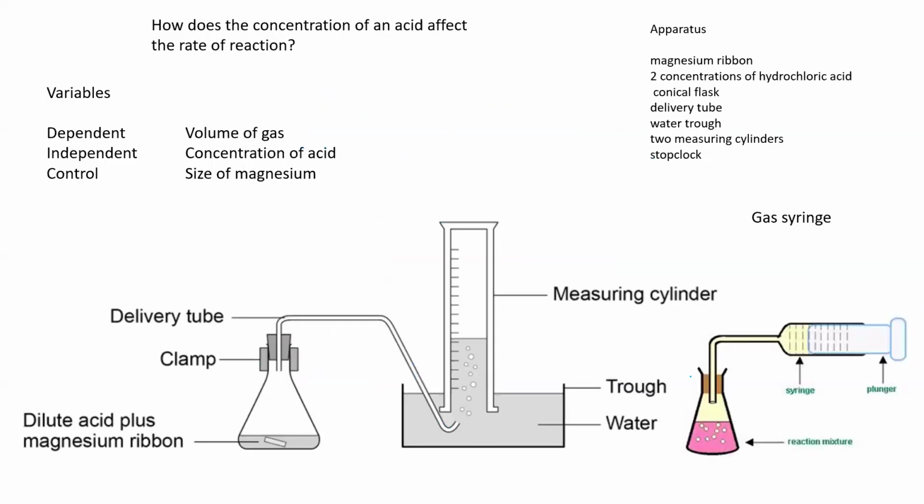Other kind of equipment, if you look down on that right-hand side, is the same sort of equipment, but this time, instead of having an inverted measuring cylinder, you've got a gas syringe. A gas syringe is a syringe that is very, very easy to move. So literally gas that is taken off from the reaction mixture will go down the delivery tube into the gas syringe and it'll move the gas syringe.